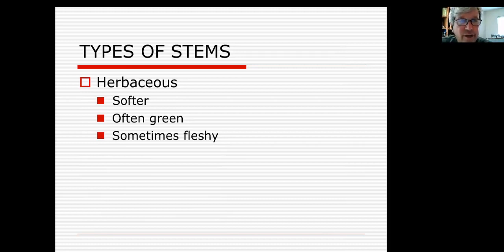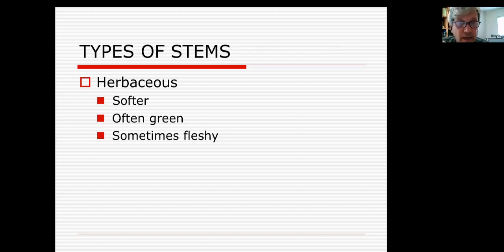If it's not herbaceous, we call it a what stem? Woody. A woody stem. Now herbaceous, again, this terminology just means that it's softer. It's a softer stem. It's usually green. It's sometimes fleshy. And you can have some plants that will start off with an herbaceous type stem, and over time that stem will harden off and become woody. So that same stem starts off lots of times herbaceous when it's young versus later on becoming woody.